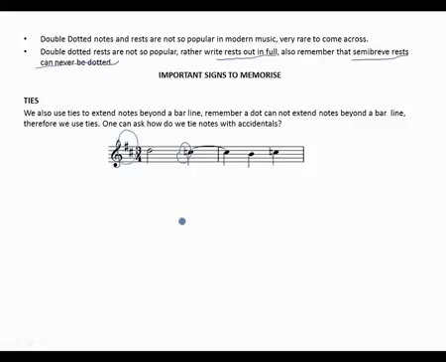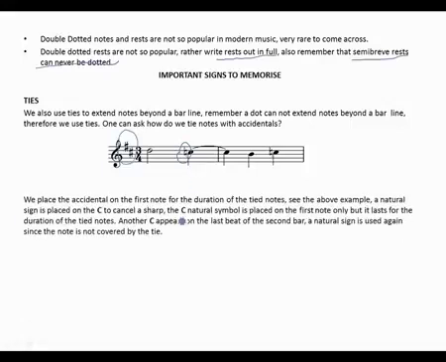How does this work out? We place the accidental on the first note for the duration of the tied note. A natural sign is placed on the C. This is the natural sign placed on the C to cancel the C sharp. Cancel this sharp.